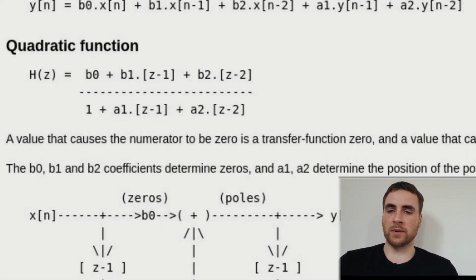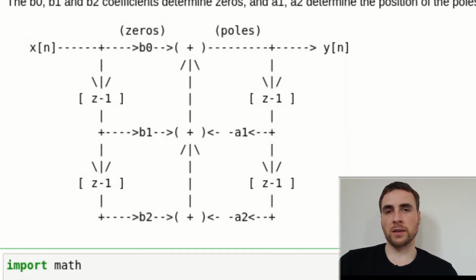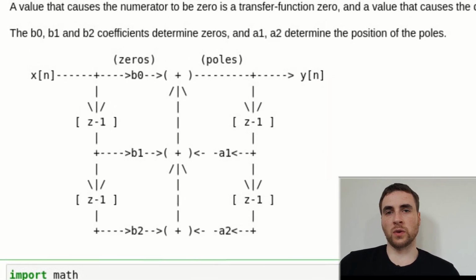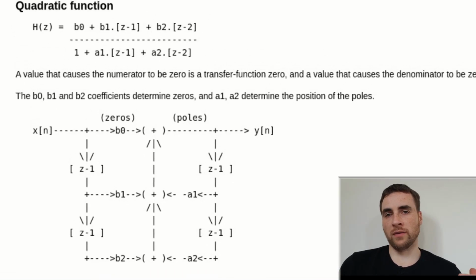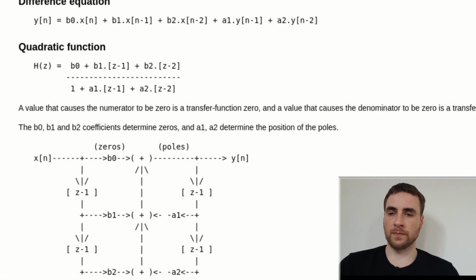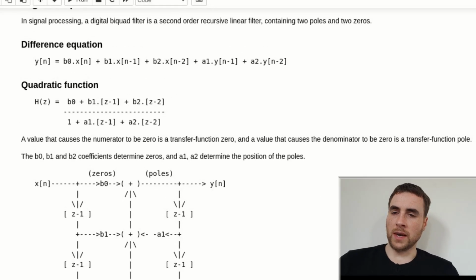Here's a graphical representation of what the filter's doing. It's using weighted historical and weighted filtered values in order to derive the next filtered value. The B0, B1 and B2 coefficients determine zeros, and A1, A2 determine the position of the poles.